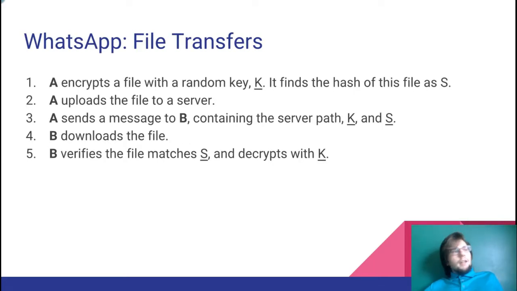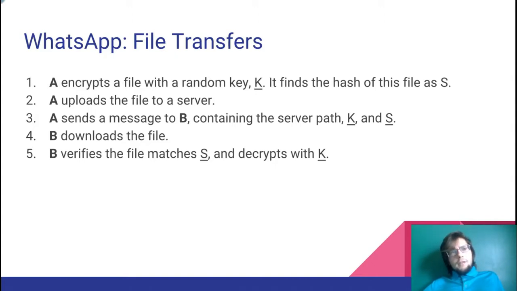So let's take a look instead at how WhatsApp file transfers work, okay? To perform a file transfer from A to B, A will encrypt the file using a randomly generated key, we'll call that K, and will also find the hash of the file as S. A will upload the file to some server, typically the WhatsApp server, and send a message to B containing the server URL, the encryption key K, and the hash S.